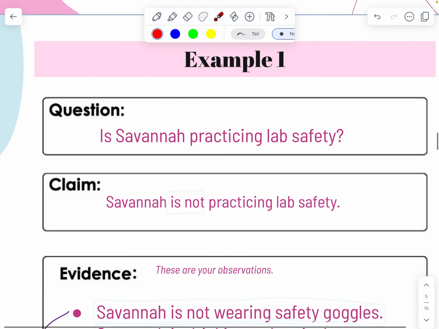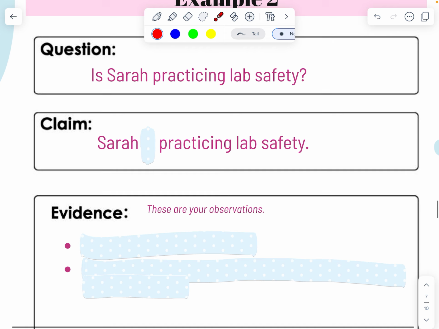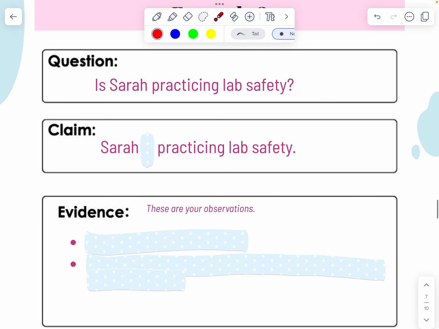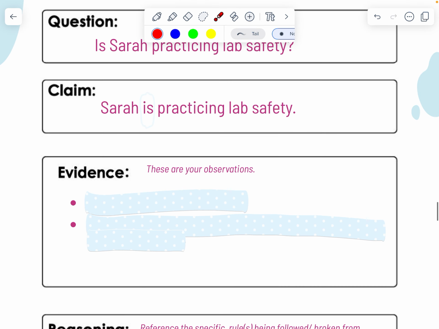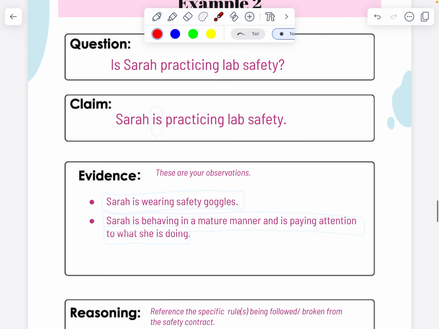And so I can go down here. Sorry if my scrolling is going to make you sick. So our question, is Sarah practicing lab safety? I think that Sarah is practicing lab safety. I'm going to list all the observations that I have. I don't see anything that Sarah was doing that's not safe. So I'm going to list Sarah is wearing safety goggles, and Sarah is behaving in a mature manner and is paying attention to what she's doing.